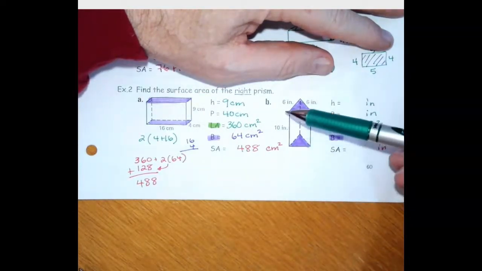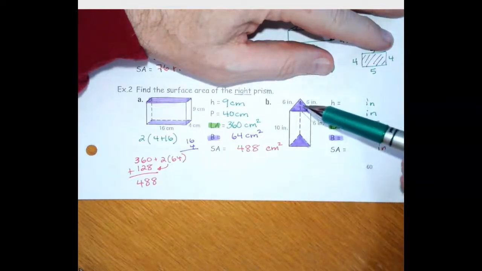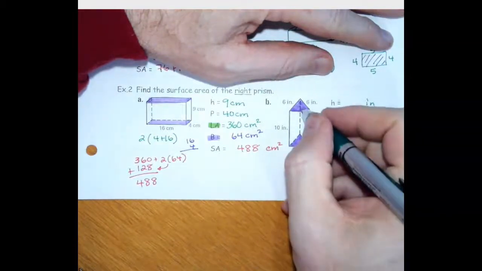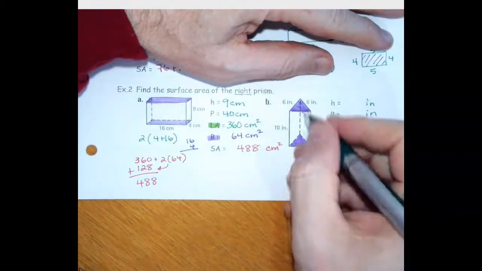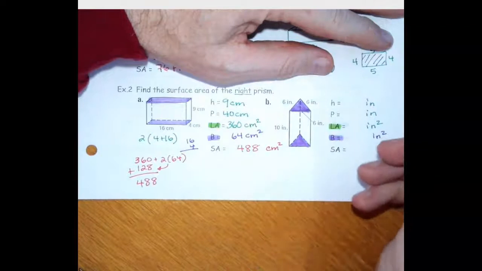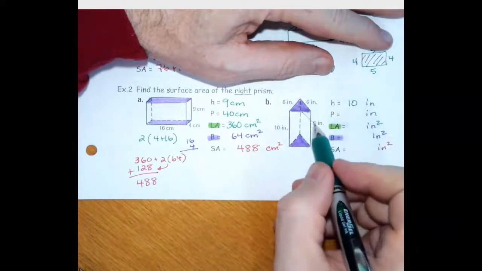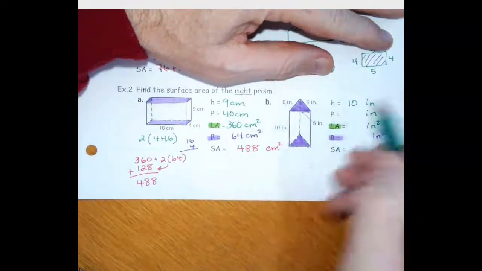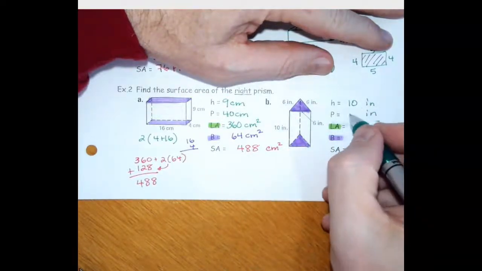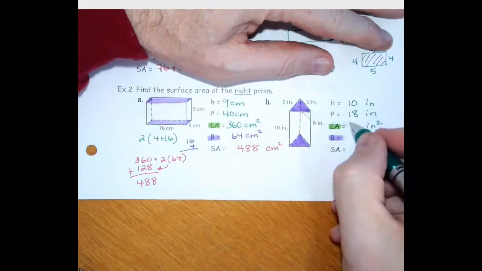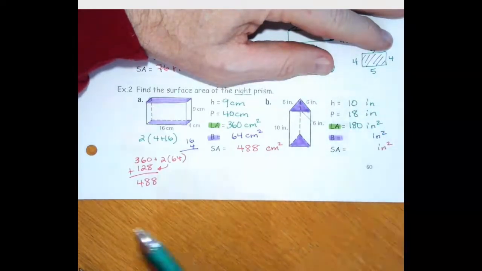So the height, it's not talking about the height of the triangle, it's talking about the height of the prism. So the height of the prism is the distance between the bases. The bases are the two congruent polygons. So the height is going to be 10 inches. The perimeter, that's telling us it's an equilateral triangle. They're all 6, so 6 times 3 is 18 inches. And if we multiply those together, it's going to be 180 inches squared.